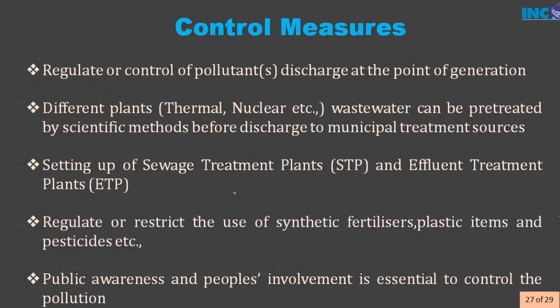Then if we come to industrial pollutants, we have to regulate the control of pollution discharge at the point of generation. Different plants' thermal or nuclear wastewater can be pre-treated by scientific methods before discharge into municipal treatment sources. Then if we set up STP or ETP in different places, we can considerably reduce contaminants, pollutants or toxicant loading in the aquatic ecosystem. And we have to regulate or restrict the use of synthetic fertilizers, plastic items, and pesticides.